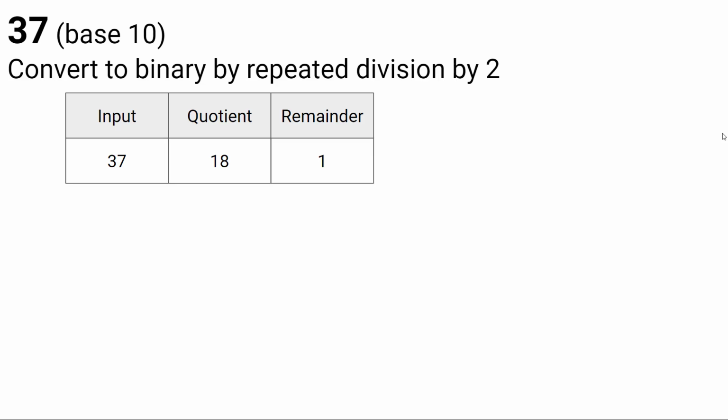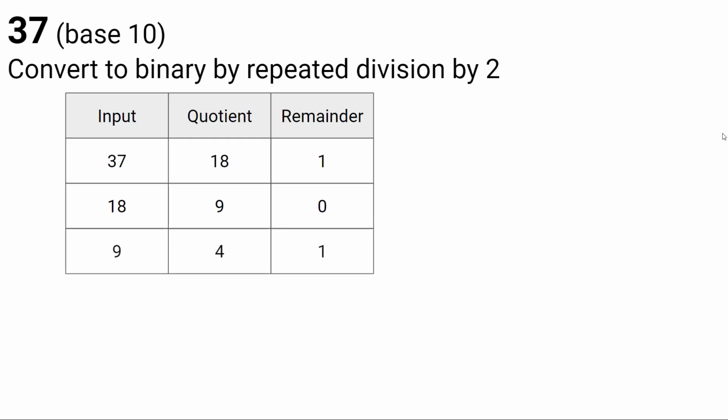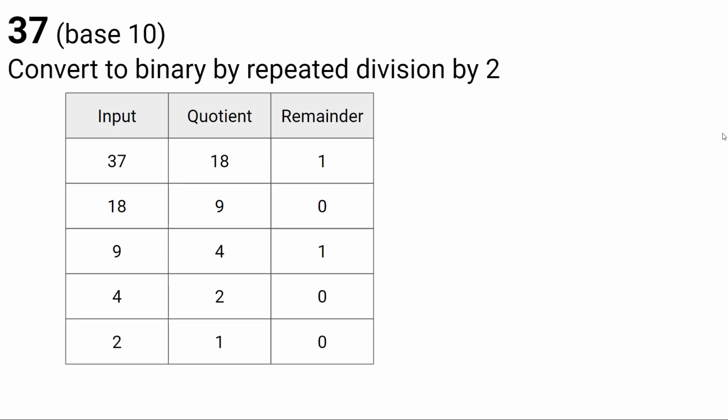Next, 18 divided by 2 is 9 with a remainder of 0. Record those two in memory. Next, 9 divided by 2 is 4 with remainder 1. Then 4 divided by 2 is 2 with remainder 0. Next, 2 divided by 2 is 1 with remainder 0. Next, 1 divided by 2 gives a quotient of 0 with a remainder of 1. So record those in memory, but then stop since the quotient has reached 0.